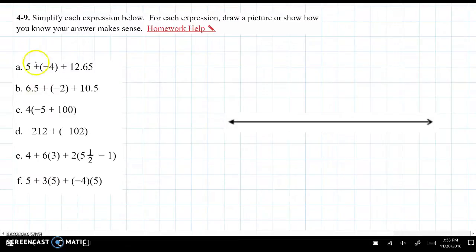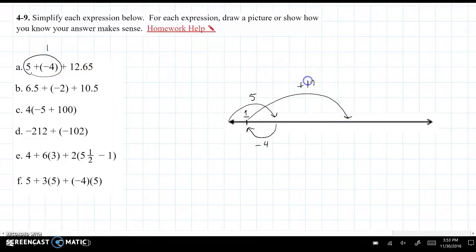So one way to do it is talking about movements on a number line. So say we did a hop of 5, and then we did another hop of -4. So it's like we go back 4. And where are we here, right? If we went over 5 and then 4 backwards, we're here at 1. And then from 1, we're going to add 12 and 65 hundredths. So if I was at 1 and I'm adding 12 and 65 hundredths, I'm at 13 and 65 hundredths.